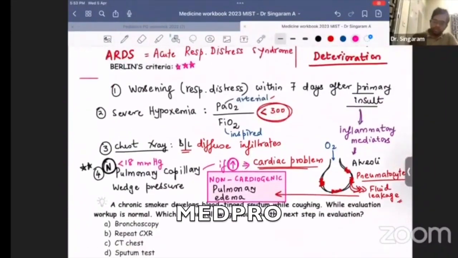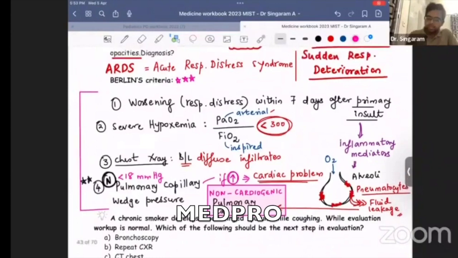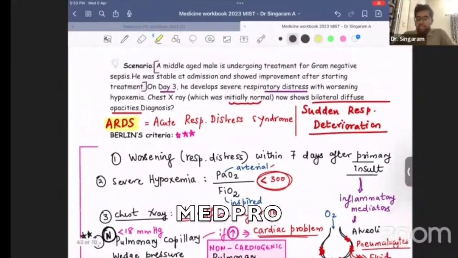So please make a note of all these things, which are Berlin's criteria. What is this Berlin's criteria? Berlin's criteria is used for this particular condition of ARDS. That is what you should keep a note of. I hope you're able to follow this, right? So this is what you need to remember about ARDS.